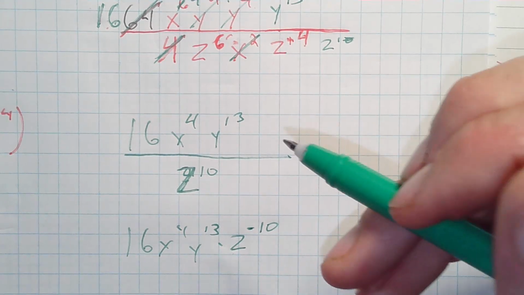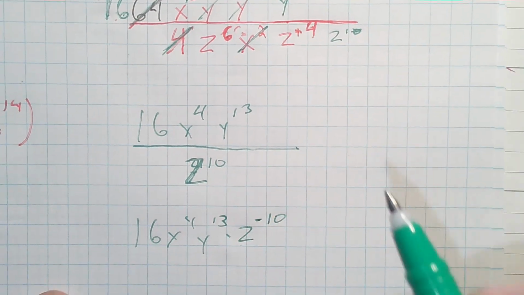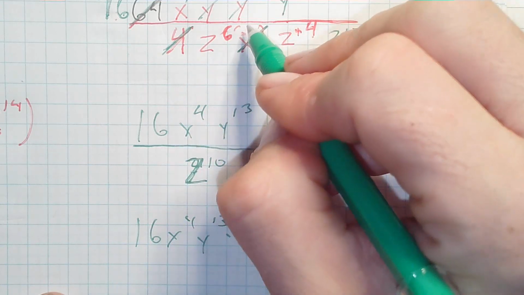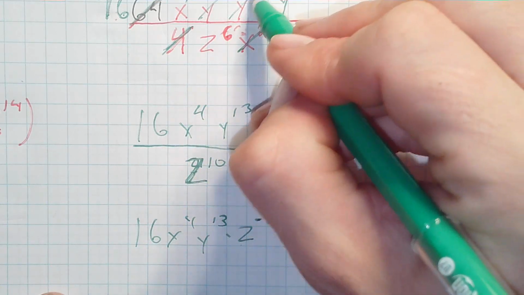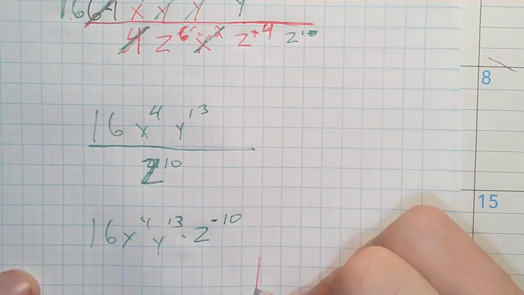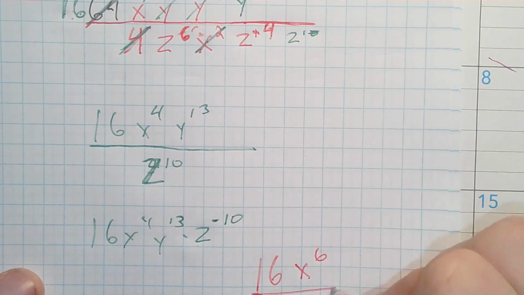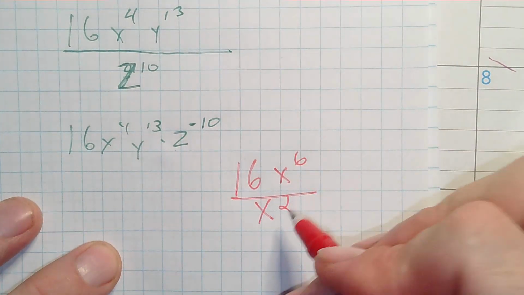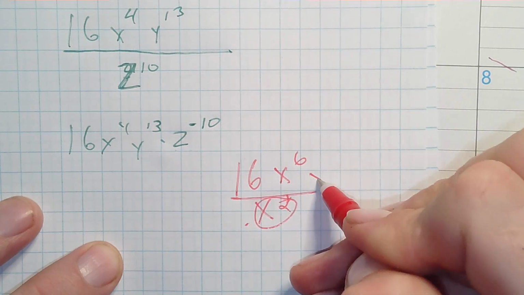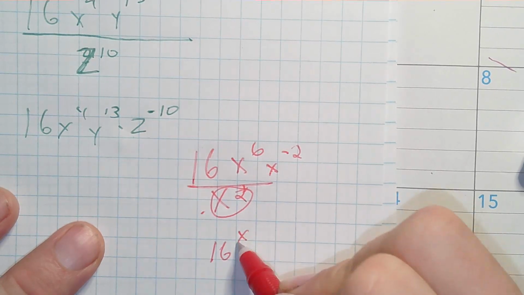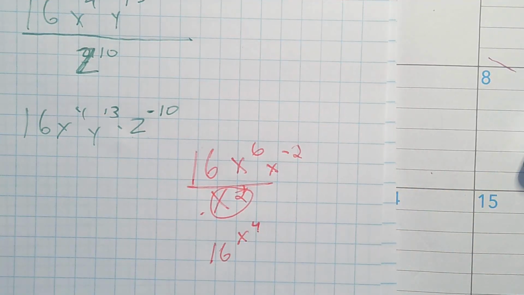If you really wanted to, let's see, if I went back to here and I wanted to, instead of canceling it out this way, like the x and the x, say I had, for instance, 16 x to the 6th divided by x squared, something like that. I'm just looking at the x's, right? I could move this up to the top as x to the minus 2, and then just add them together, 6 minus 2 is 4, right? It would be the same thing, right? But you don't have to do it that way.